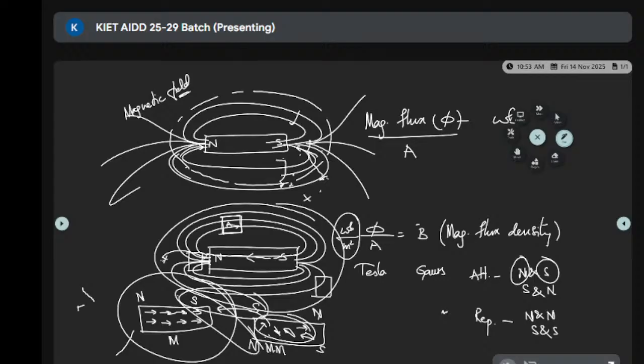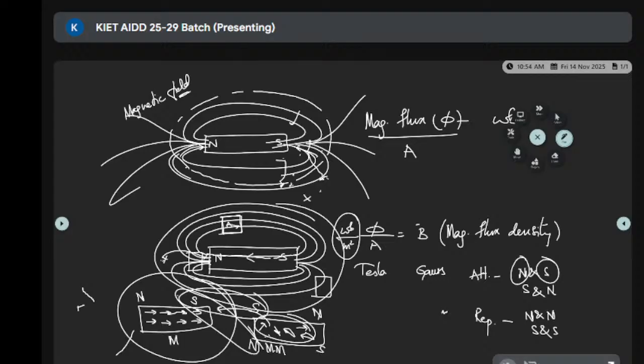How many poles are there for a magnet? What are they? North, south. Why north and south, why not east and west? What is that property called? Directive property. That means if you hang a magnet, it comes to a resting position, one side to north, one side to south. The side which is towards north is the north pole, the side which is towards south is the south pole.